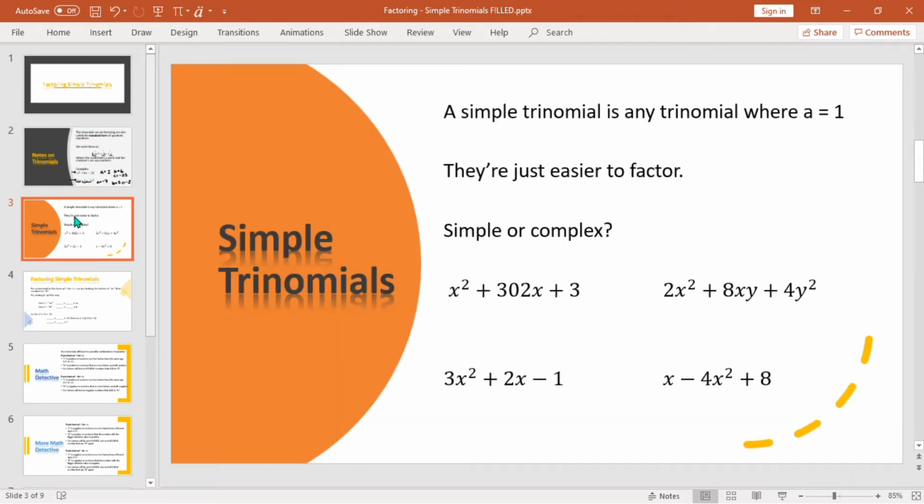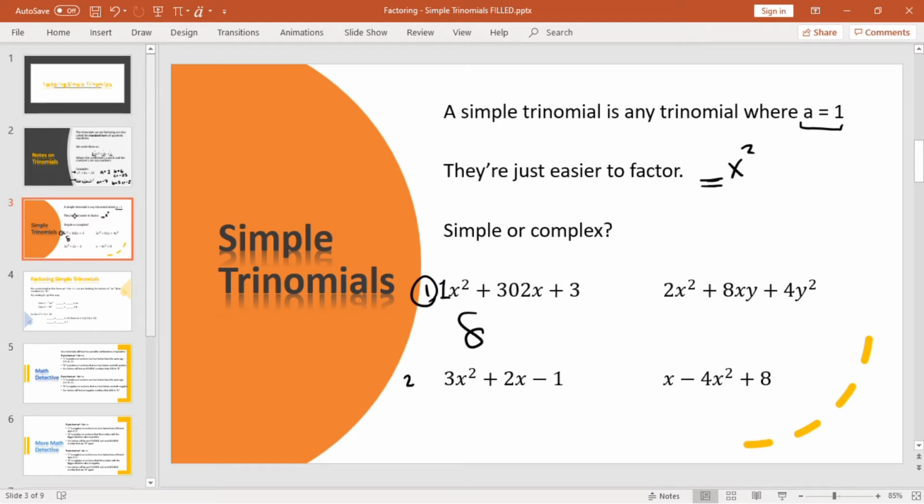So we're going to start with factoring simple trinomials, and that just means a is 1. So your leading term will be x squared without anything in front of it. Okay, so looking at our examples, is number 1 simple or complex? Simple, right? Because a is an invisible 1 in front. So simple for number 1.